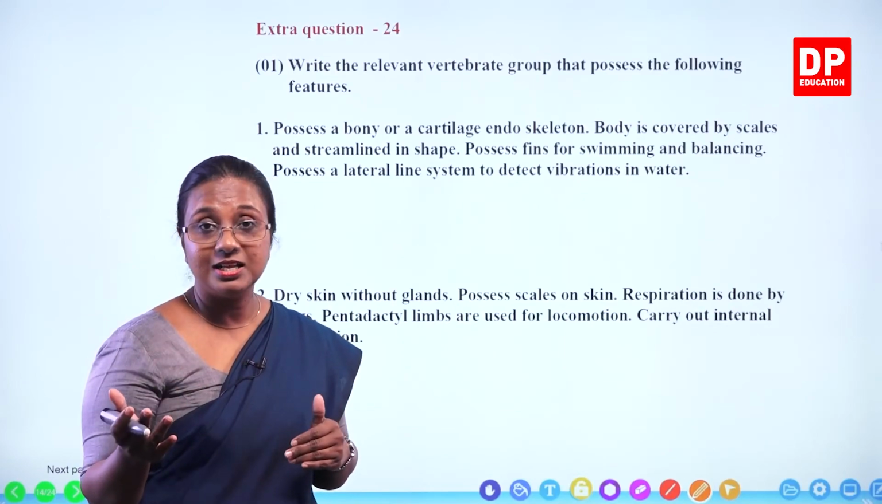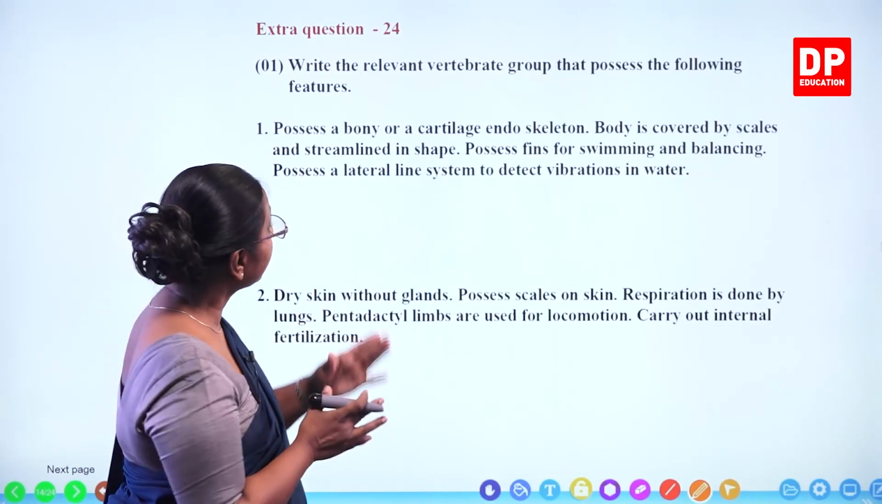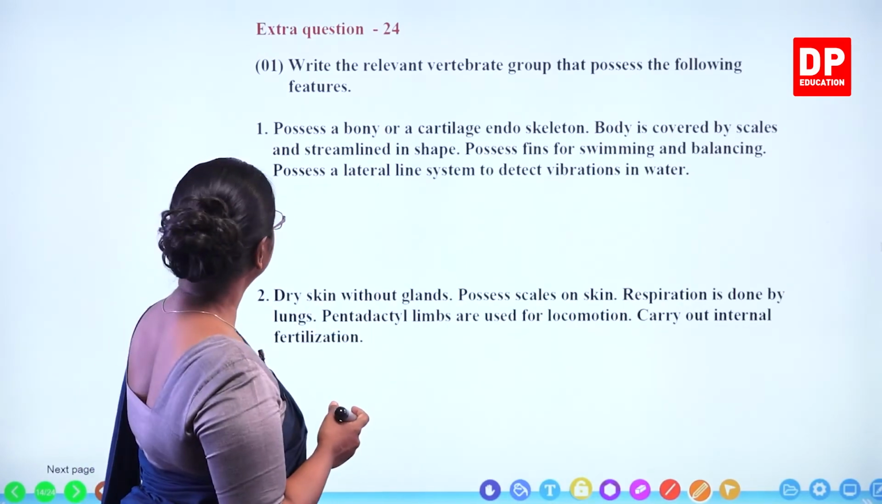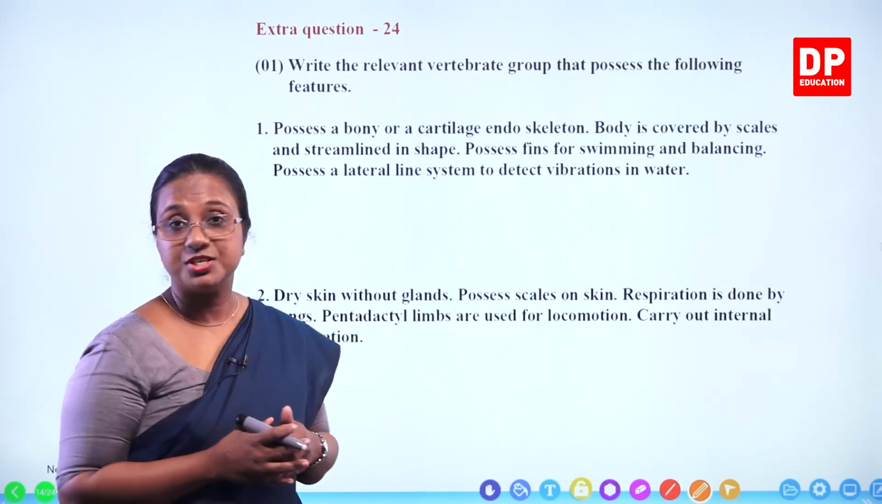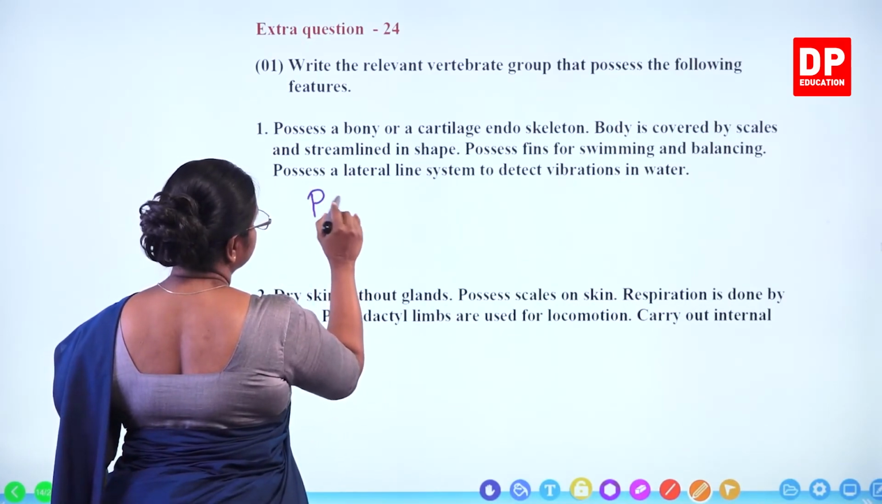And also having a bony or cartilage endoskeleton, that again is a feature of fishes. Bony fishes, cartilaginous fishes, or chondrichthyes and osteichthyes. Possess fins for swimming and balancing. That again is a feature of fishes. Possess a lateral line system to detect vibrations in water. So all these features correspond to fishes.